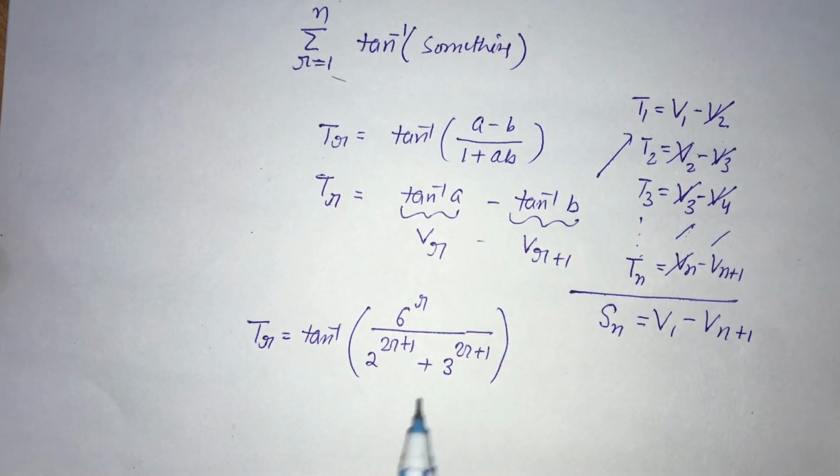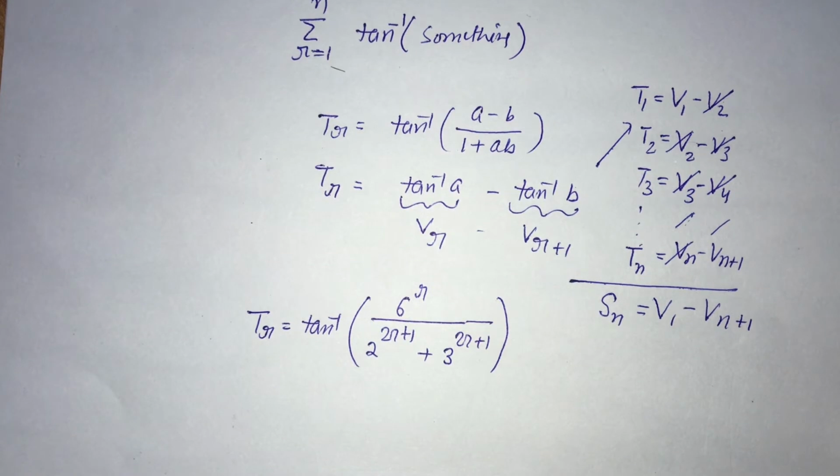Now the main problem for this kind of question is to break this in terms of tan inverse a minus tan inverse b. For this I would suggest you practice a lot of questions, then you will get an idea of how to write this in terms of tan inverse a minus tan inverse b. So now you can try this problem. You can split this as tan inverse a minus tan inverse b. Just pause the video and try this. After trying, you can watch this video again.